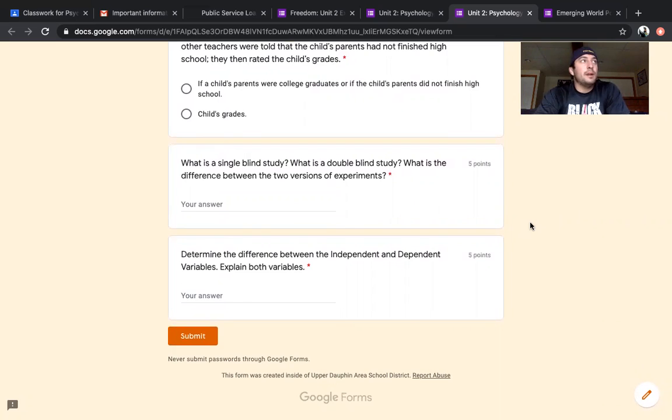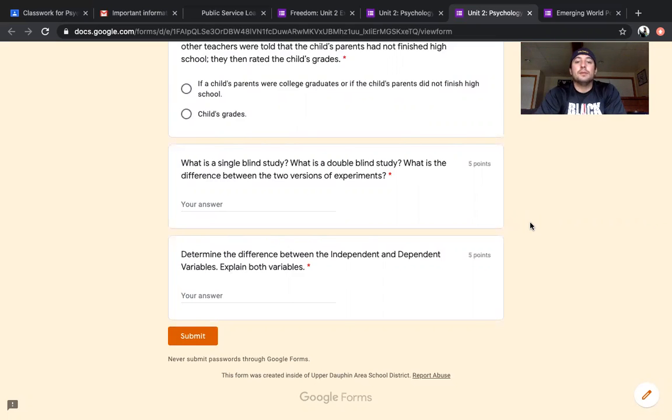So single blind study, we already know this, guys, is that the experimenter knows who's receiving the placebo, who is the experimental group, control group, whatever it is, and the participants do not. Double blind study, no one knows who is receiving the independent variable. No one knows who is the control group. No one knows who the experimental group is. No one knows who is receiving the placebo. There you go.